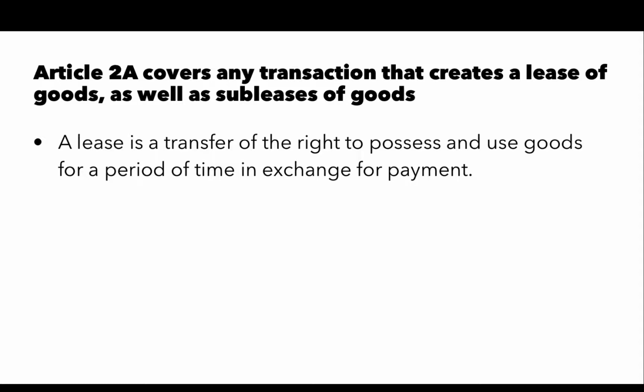Finally, we'll talk about Article 2A a bit. Article 2A governs contracts for the lease of goods, and it covers any transaction that involves the lease of goods. Now, Article 2A defines a lease as the bargain between a lessor and a lessee. A lease is a transfer of the right to possess and use goods for a period of time in exchange for payment. Thus, in a lease, there are three elements. There must be a good. A party must sell the right to use and possess the good for a term, a period of time, and there must be consideration paid for that.